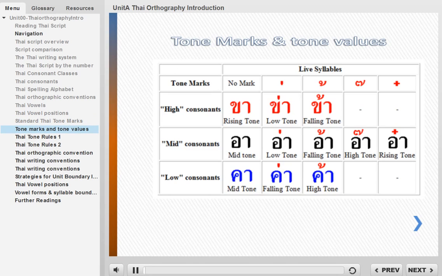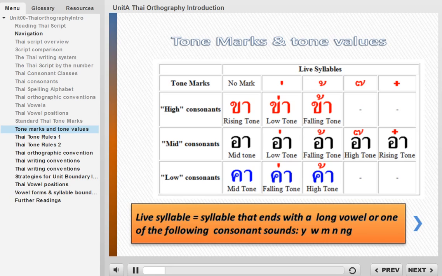As previously mentioned, each syllable in Thai has a tone. The inherent tone of each syllable is determined from the class of its initial consonant and the type of syllable, live or dead syllable. A live syllable is a syllable that ends with a long vowel or one of the following consonant sounds: yaw, waw, maw, naw, ngaw.